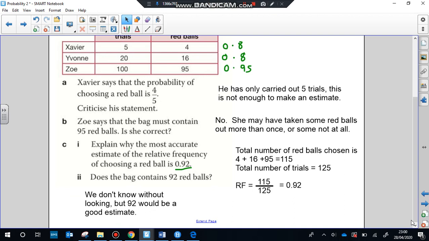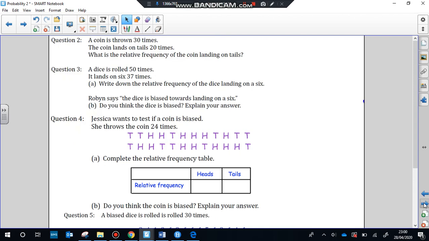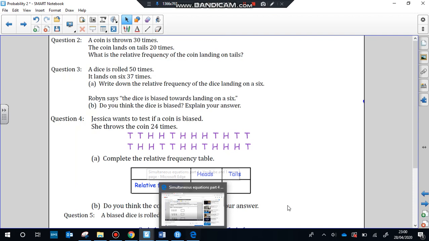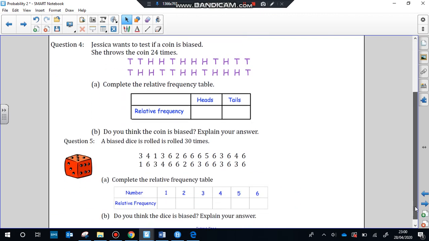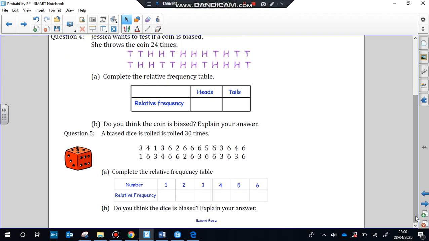On this next page, I would like you to have a go at these questions here. There's another one at the bottom which I'll scroll down for in a minute. Pause, have a go at those questions, write your answers out. Remember relative frequency is the number of successes out of your total number of trials. There's question 5, so pause and have a go.